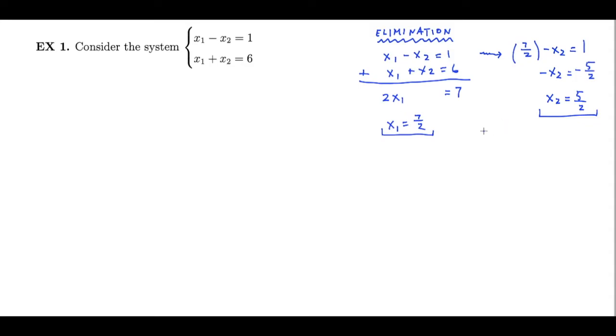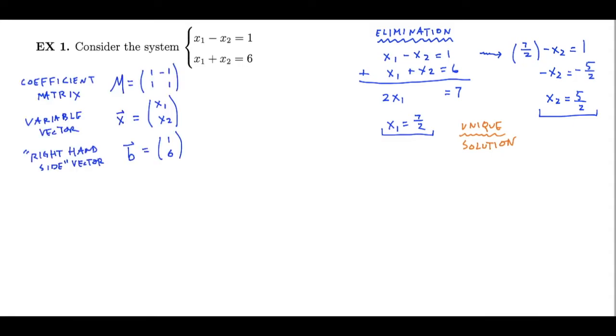So I notice that there is a unique solution to this system because there is exactly one set of variable values. x1 equals this, x2 equals this. There's exactly one set of variable values which make both of my equations true simultaneously. And again, if my goal was to simply identify the solution to this system, I'd be done. But I want to use this example to demonstrate a few of the other properties that we discussed just a moment ago. So first, let me highlight the matrix and vector representation of this system.